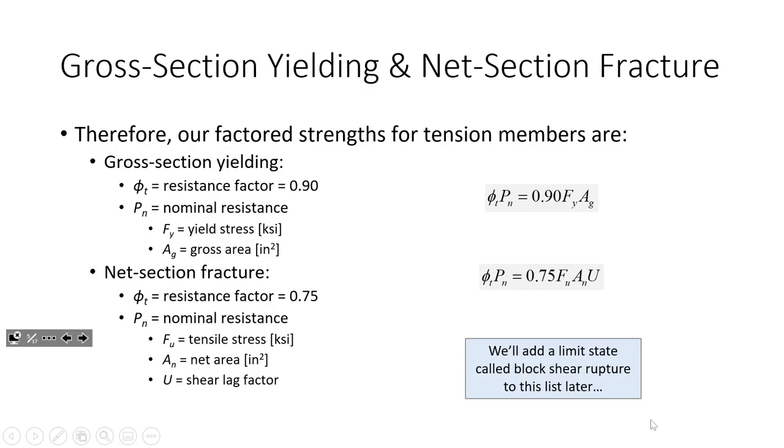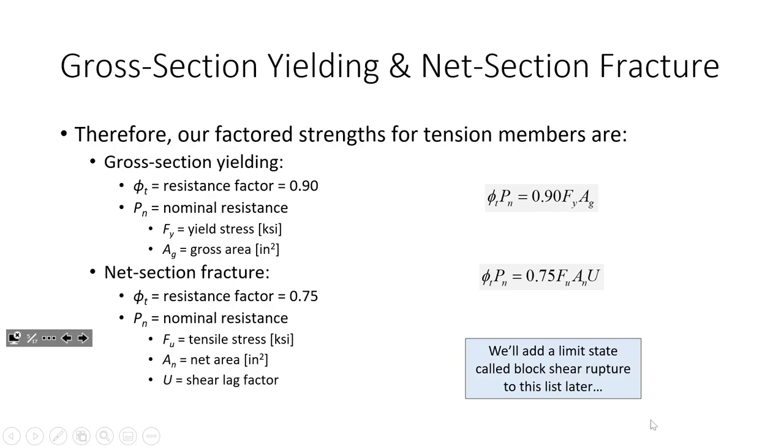Now, before we move on from this slide, is there any term here that we have yet to discuss in this course? You know how to get Fy and Fu from that table in section 2. The gross and net area we've been spending the last two lectures just talking about. This one's the one that's new, right? This is the new one. That's what we're going to talk about today. But before we move on from this slide, I want to talk about these phi values. Where the heck did they come from?